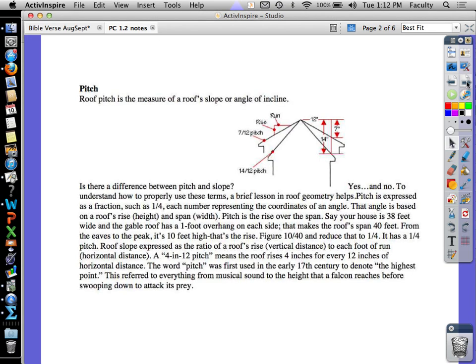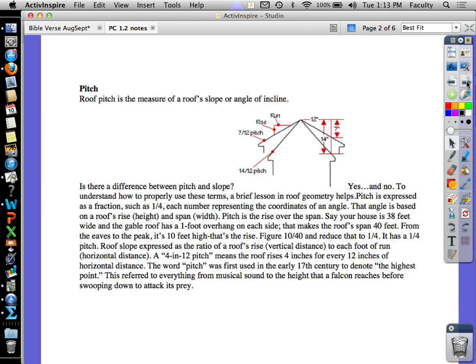The other area is pitch of a roof. Roof pitch is the measure of a roof's slope or angle of incline. Is there really a difference between pitch and slope? The answer I found is yes and no. To understand how to properly use these terms, a brief lesson in roof geometry helps. Pitch is expressed as a fraction such as 1/4, each number representing the coordinates of an angle. So if you had a roof of 1/4, it's really to the right 1, up 4. The angle is based on a roof's rise and span, so it really is your rise over the run.